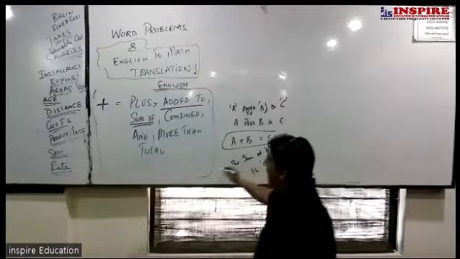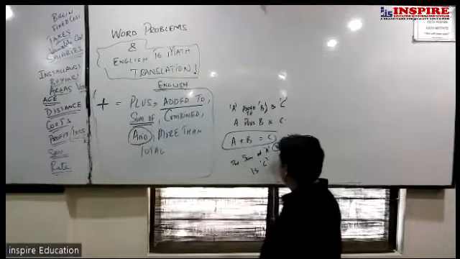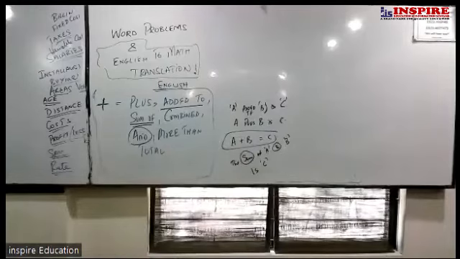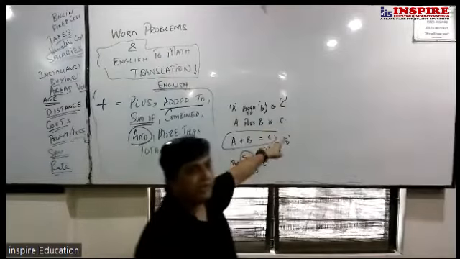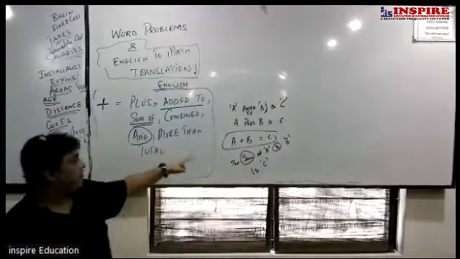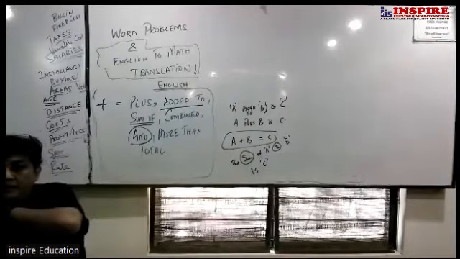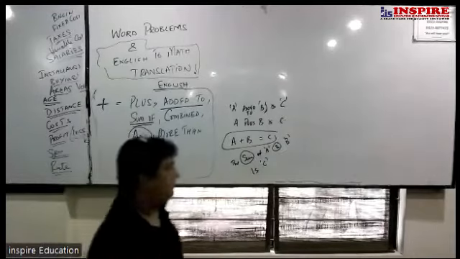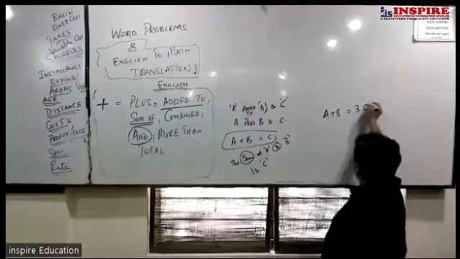The sum of A and B is C. Use this word too. A added to B is C. A plus B is C. The sum of A and B is C. The sum of A and B is 3 times of C.